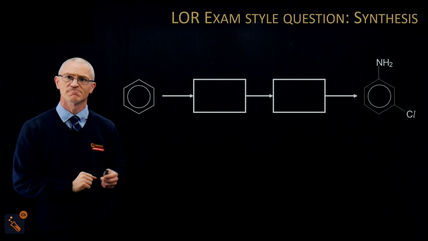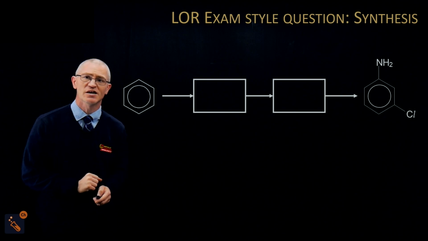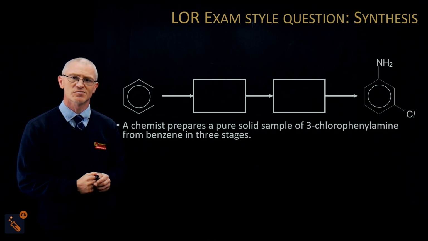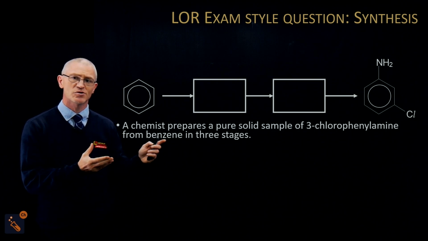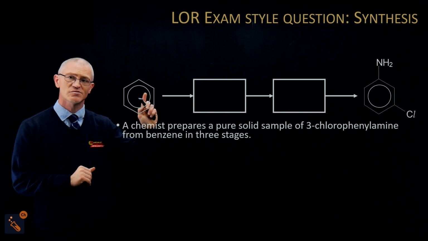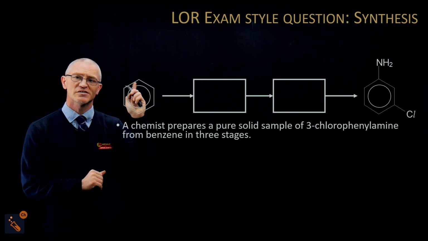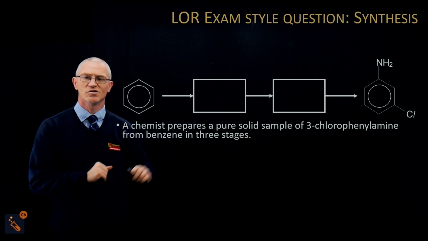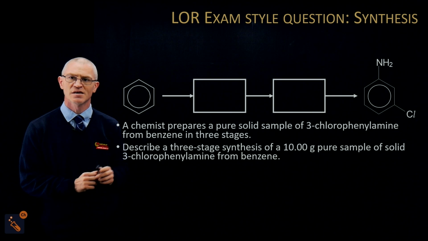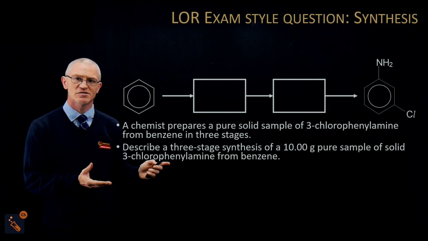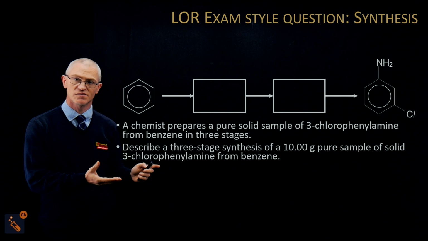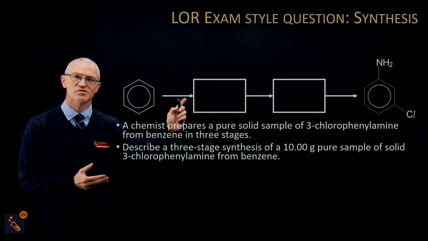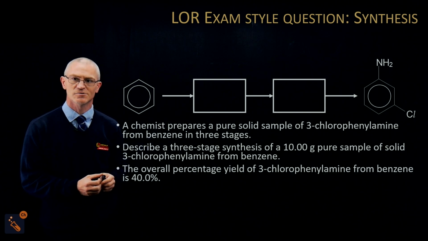So here is your LOR exam style question, and you can see the different boxes here. We've got a 3-step synthesis. So we're going to prepare the product in 3 stages from benzene, and if they're going to do a yield calculation, they'll ask you to base it off the starting material, which is benzene, and the final product. You do not have to worry about the intermediates. So it'll say something like, describe the synthesis of this 3-chlorophenylamine, which we've got here, from benzene. Okay, and so you've got to fill in the boxes and do the reactants and conditions and such.